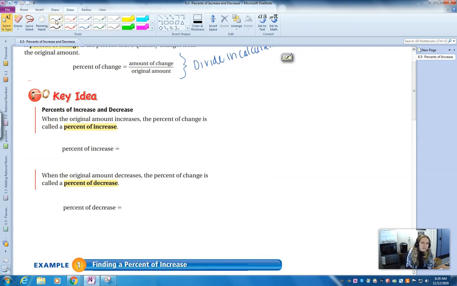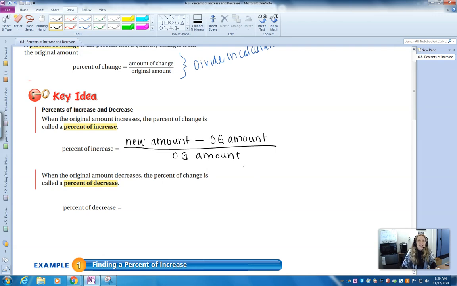So let's talk about percents of increase and decrease. When the original amount increases, the percent of change is called an increase. This is the formula for percent of increase, and I want you to write this down. It's going to be the new amount minus the original amount, I'm going to put OG amount, over the OG amount, the original amount. So that is percent of increase. That is if the new amount is bigger than the original amount.